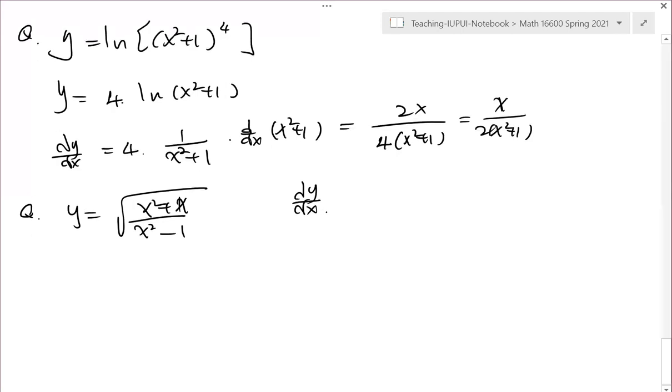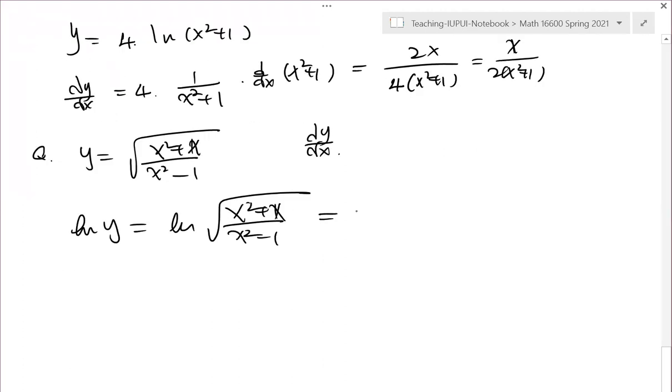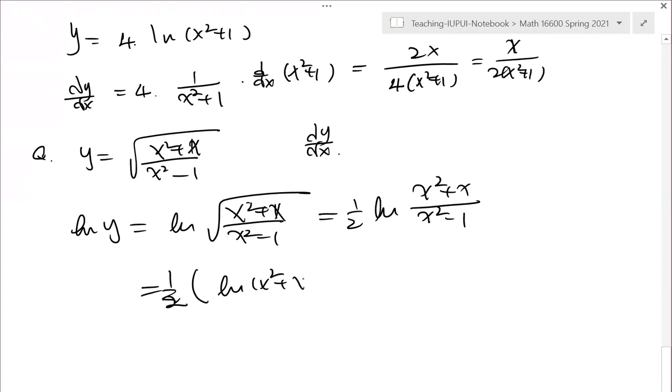All right, so I'm going to show you the... I do not see natural log there, right? But I can put natural log. Okay, then the one on the right-hand side, you have 1/2 natural log of (x squared plus x) over (x squared minus 1). But that's not good enough. You can separate this.